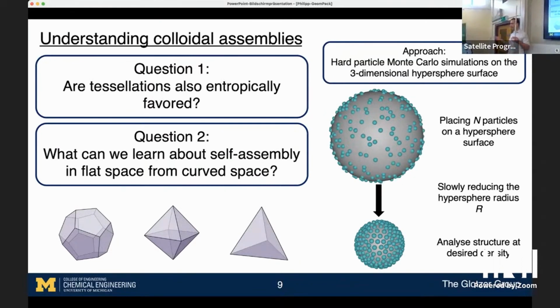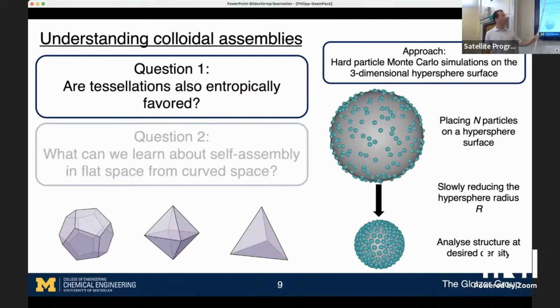So my Monte Carlo simulations look like this. This is the illustration, the equivalent in 2D, where I place my particles on the surface of a hypersphere, so in S3, and perform these kinds of Monte Carlo moves. Then it slowly reduces the hypersphere radius by applying a pressure to it, such that it slowly compactifies, and then I see if it crystallizes into a certain structure on the hypersphere.